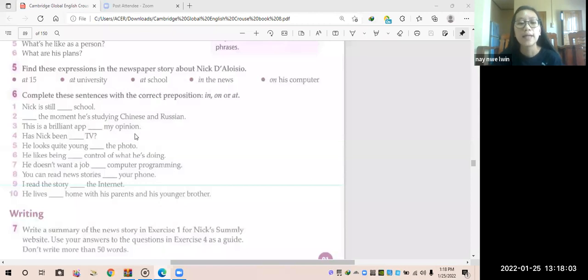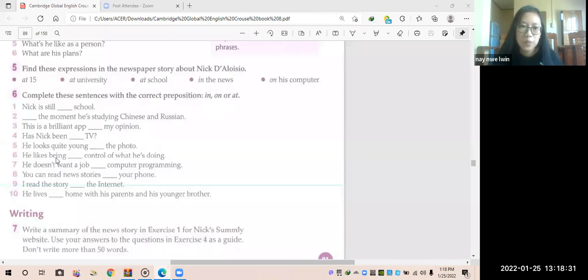In my opinion. Yes, in my opinion. In my opinion, it's the same as I think, right? I think, in my opinion, they're the same. And 4, has Nick been on TV? On TV. Correct, on TV. And 5, he looks quite young blank the photo. In the photo. Yes, in the photo. Correct.